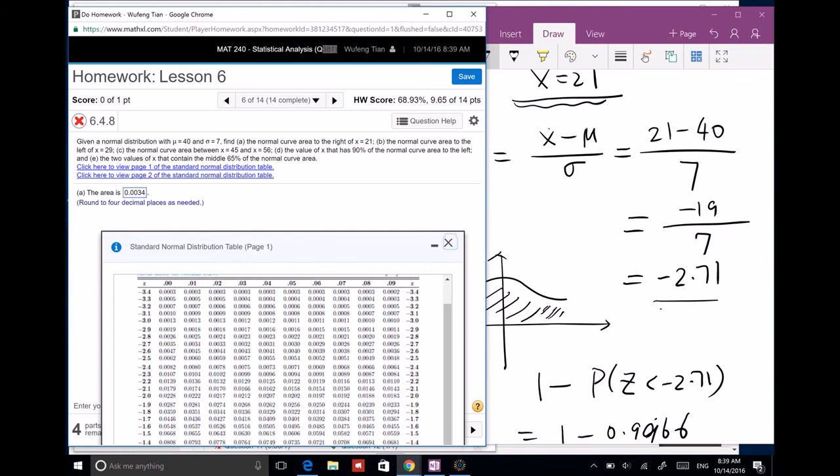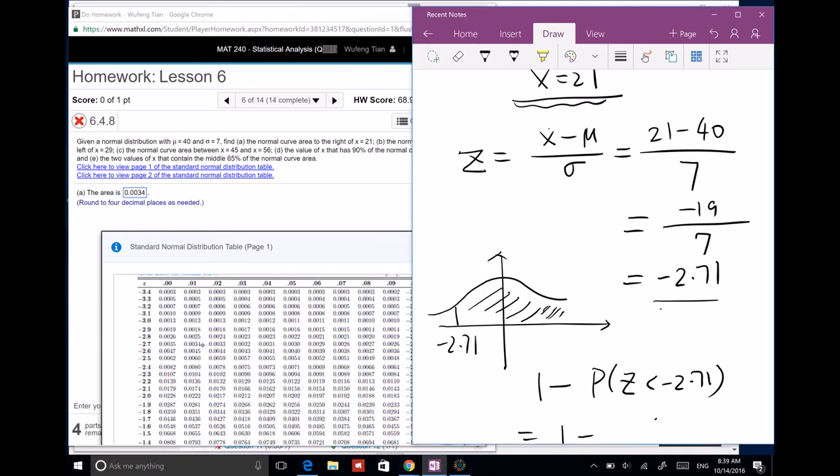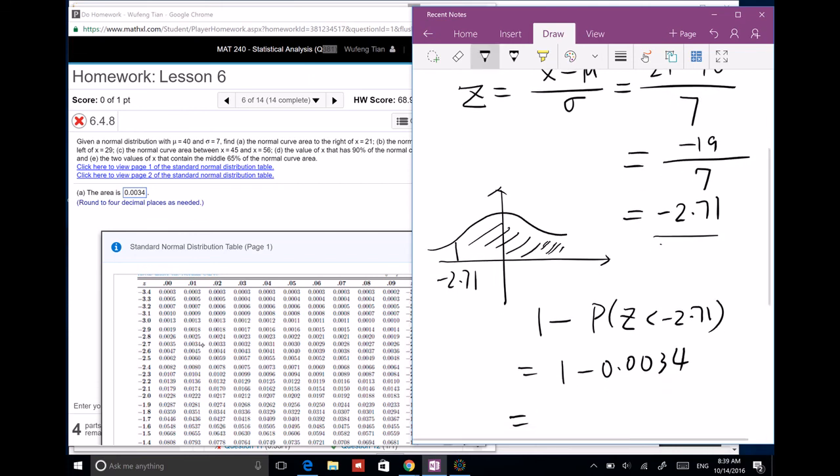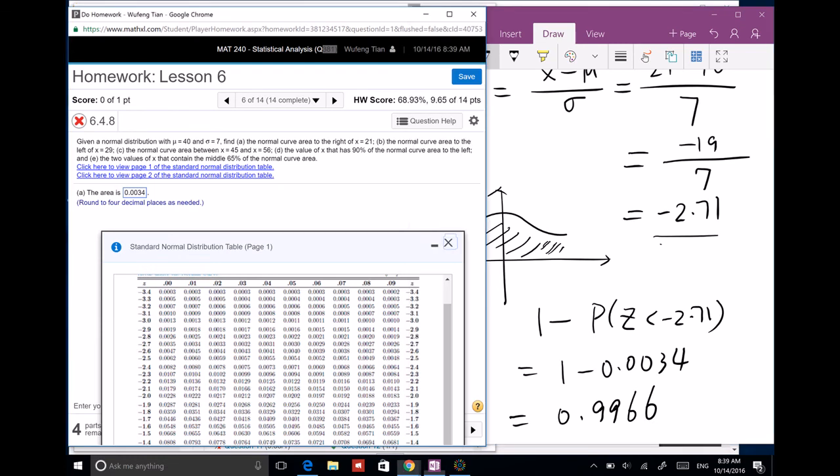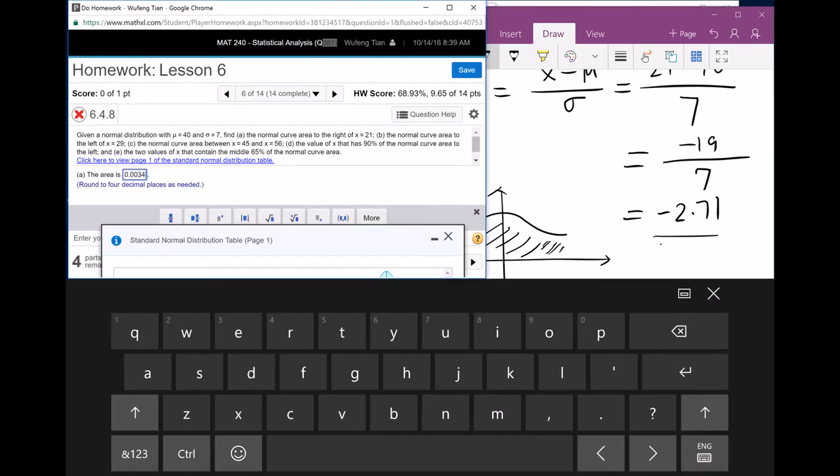This area, find out -2.71 is 0.0034. My bad, I think I made a mistake here, negative. It's 0.0034. Okay, you subtract that. It should be 0.9966.